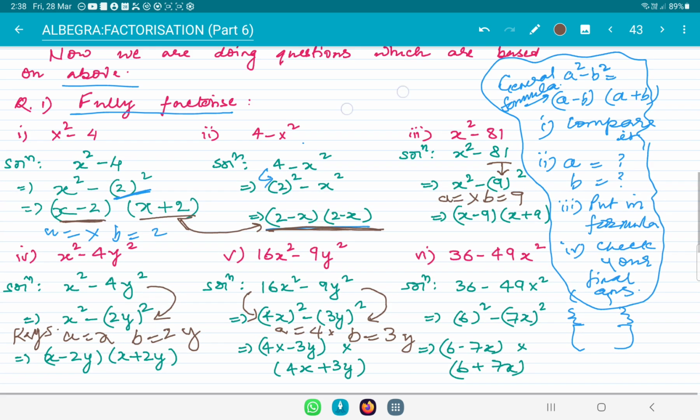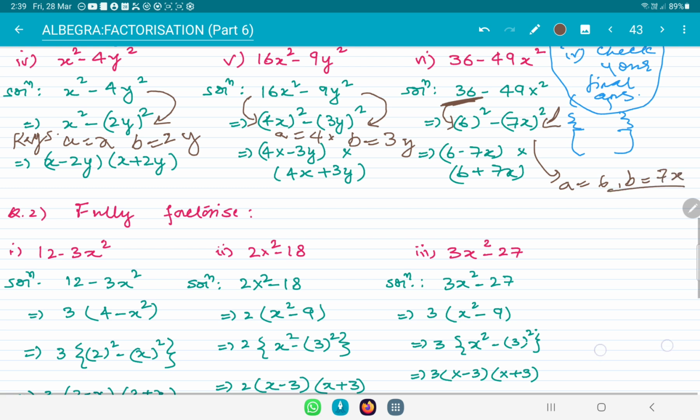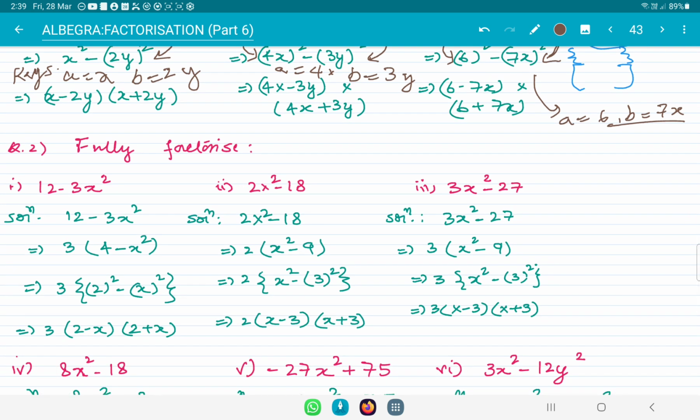Next question is 36 minus 49x square. So just see here, 36 has no variable, it is only numerics. So we will write it as 6 whole square, and 49x square can be represented as 7x whole square. So in this question, what is a? A is 6, and what is b? B is 7x. Write in your formula, you will get your final answer: 6 minus 7x in one bracket and 6 plus 7x in another bracket.